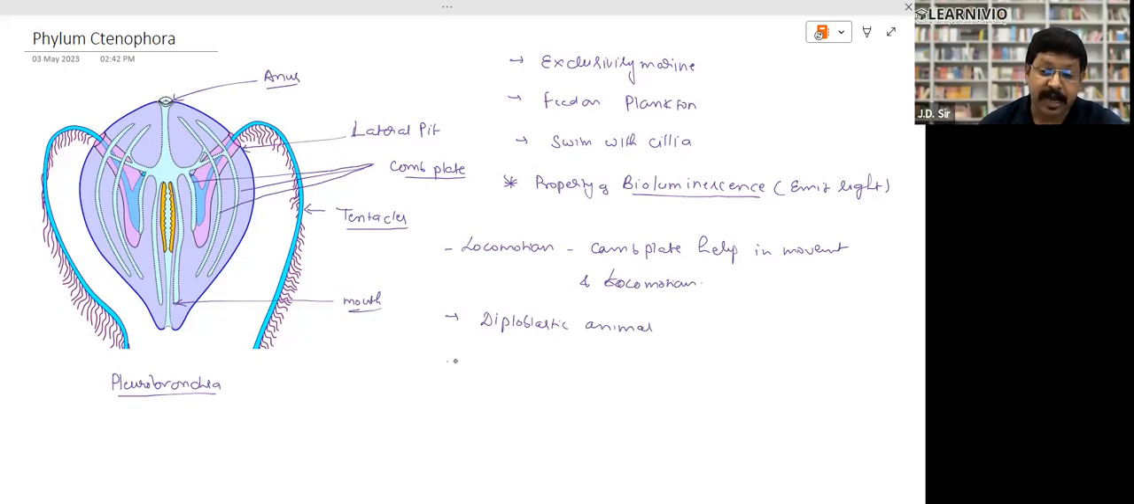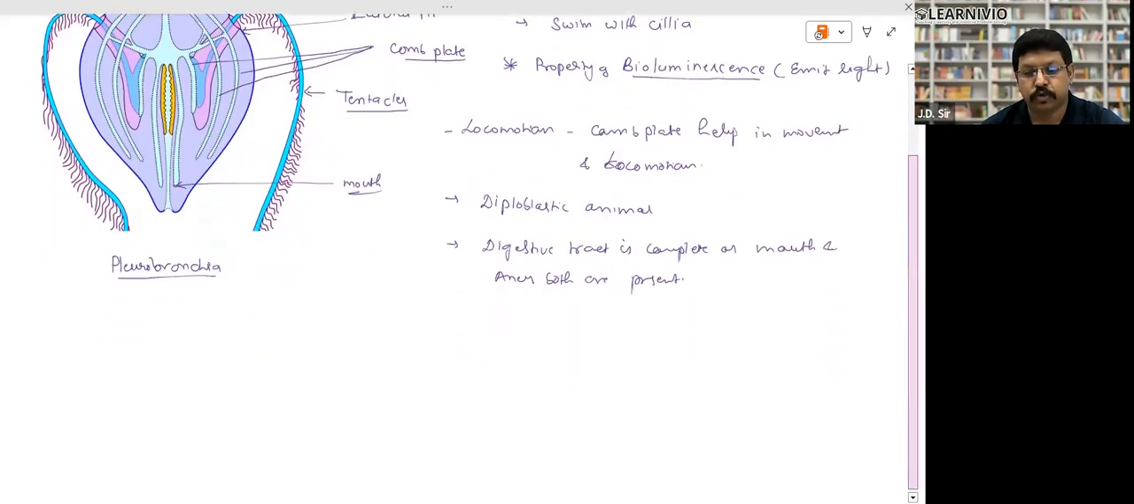The digestive tract is complete as anus and mouth both are present. No blind sac plan. The digestive tract is complete. Why? As mouth and anus both are present. So we will say that the digestive tract is complete.